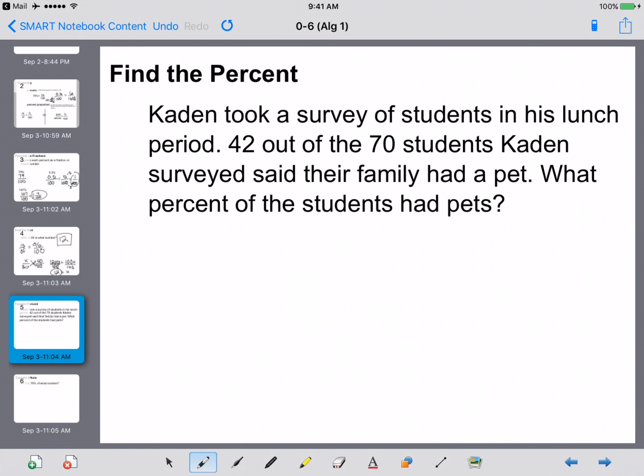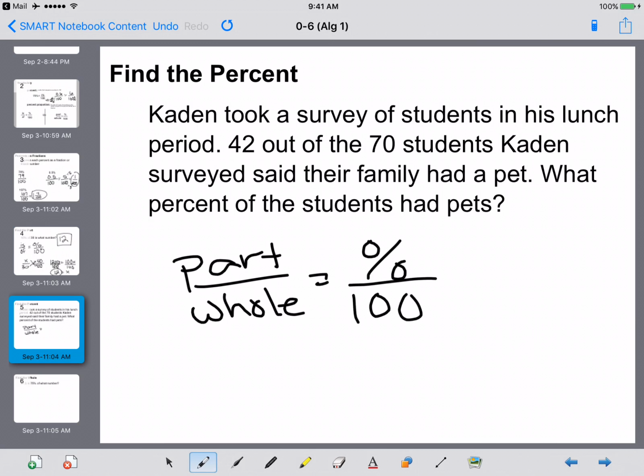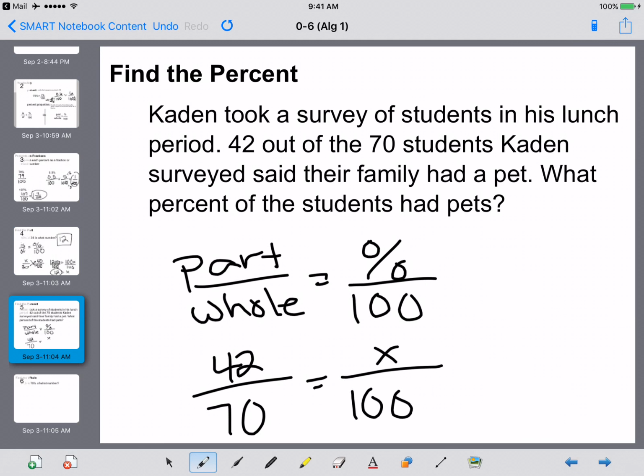Here, find the percent. It says Caden took a survey of students in his lunch period. 42 out of the 70 students Caden surveyed said their family had a pet. What percent of the students had pets? So our part over our whole equals percent over 100 is what we're going to use here. So 42 out of 70. So 42 is our part, out of 70 is our whole, and we're looking to see what percent out of 100 that is.